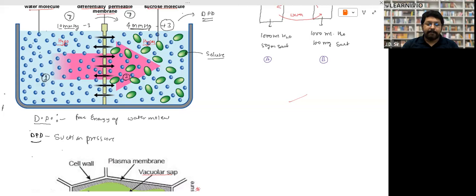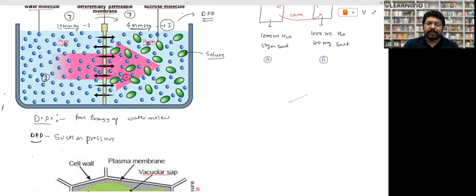Now come to cell B, cell 2. In this cell 2, what happened? Sucrose is present over there. Water molecules are colliding with the sucrose, which means they will lose their energy. They will have less energy. So here the diffusion pressure is less. Why? Because sugar molecules are present over there, right?